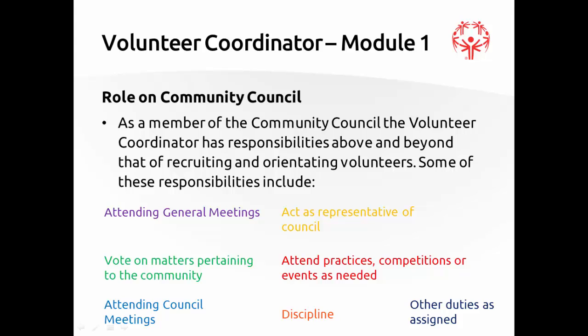Role on the Community Council. As a member of the Community Council, the volunteer coordinator has responsibilities above and beyond that of recruiting and orientating volunteers. Some of these responsibilities include attending general member meetings, voting on matters pertaining to the community, attending council meetings, acting as a representative of the council, attending practices, competitions, or events as needed, maintaining discipline, and any other duties that are assigned.